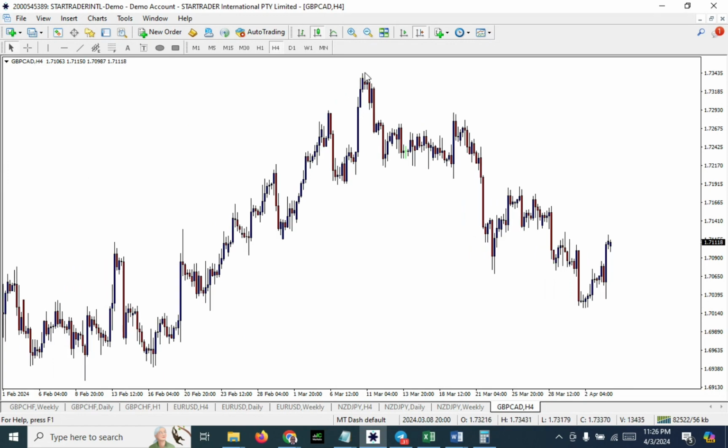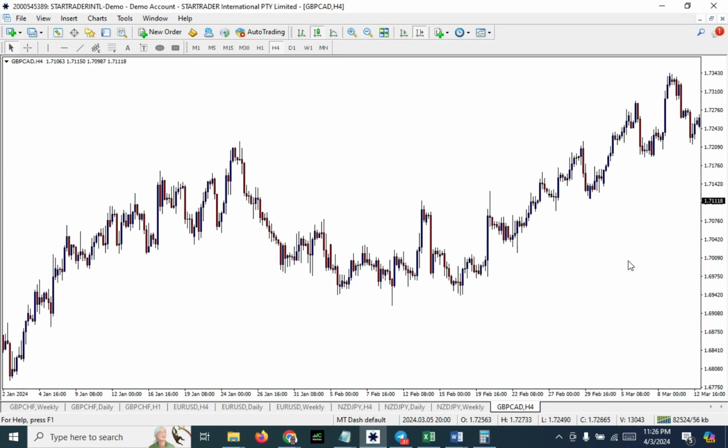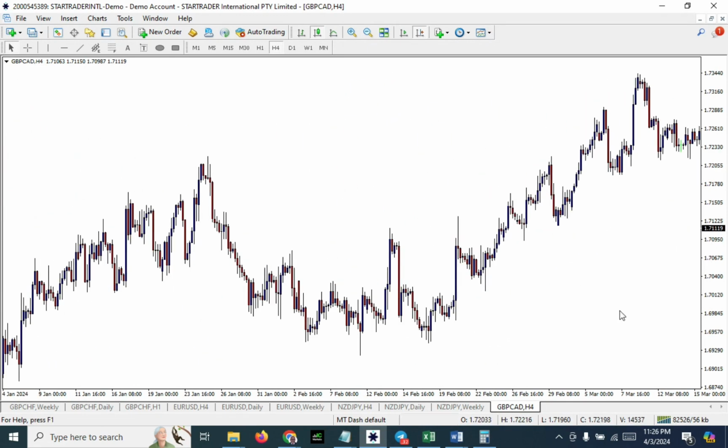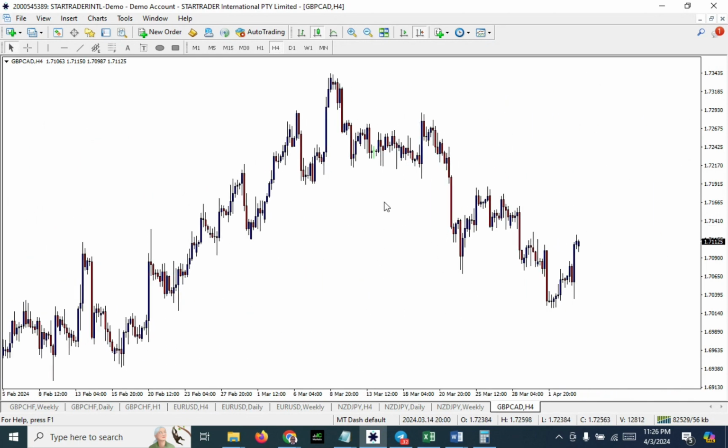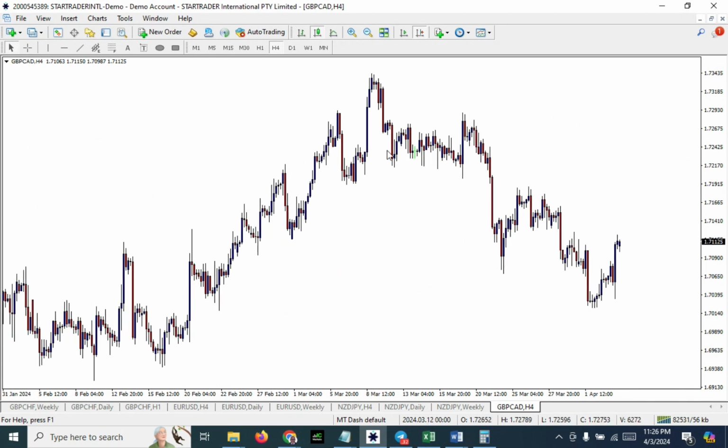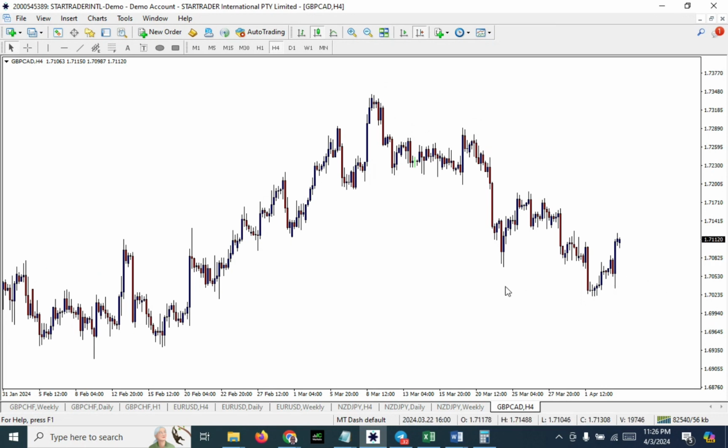Now you can see this is overly a retracement. The majority of the market movement is to the upside. All right, so we've seen three time frame market structure all in sync. That tells us that we're going to look for a buy opportunity in this market. That's how to do it.